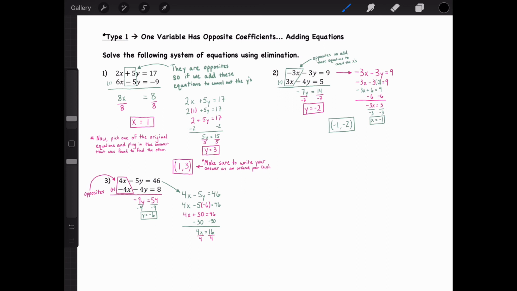This will give me the answer of x equals 4. Which my ordered pair will be (4, negative 6).